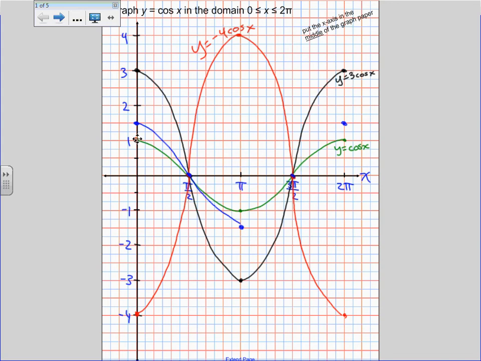Not quite happy with that. Fix that up. And then of course we have to label it. Y equals 3 halves cosine of x. Okay? Why don't you play the recording once you've got that graph.